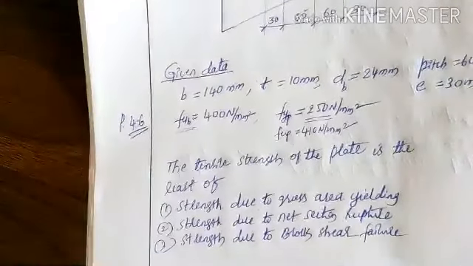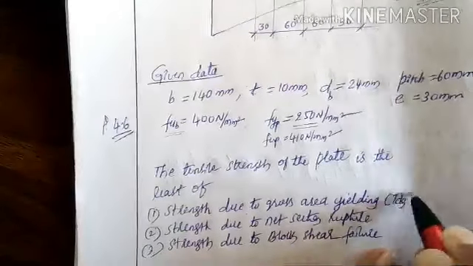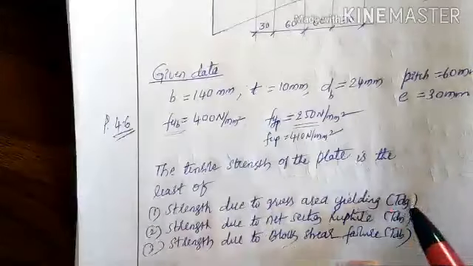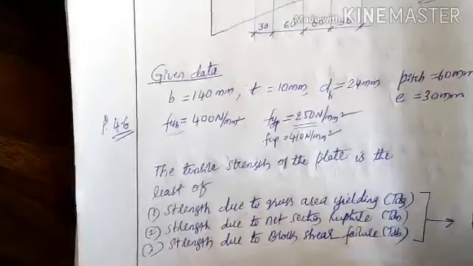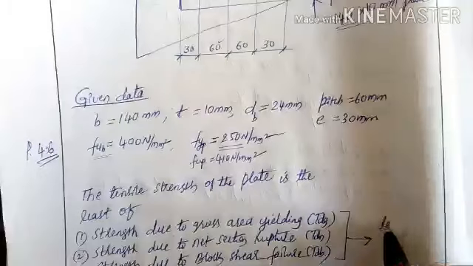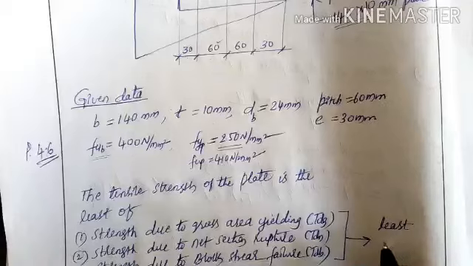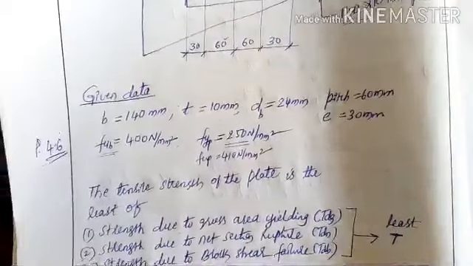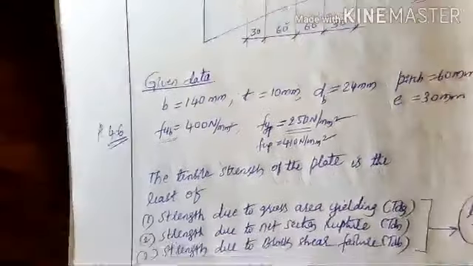So this is strength due to gross section yielding, that is TDG, this is TDN, this is TDB. The least of TDG, TDN, TDB will be the design strength, the tensile strength of the plate, the least of the three. Okay, so let us solve the first one.